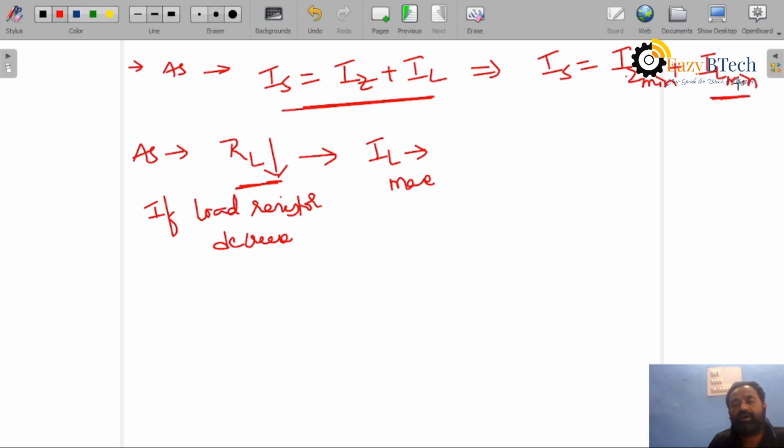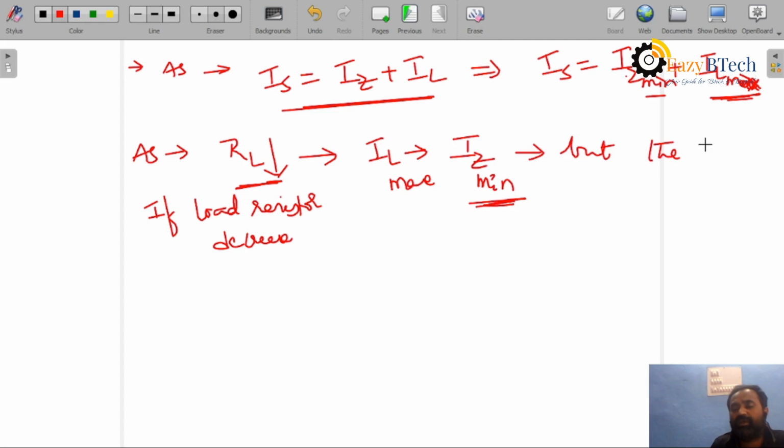Okay, IL maximum. It means the total current can be shifted in this. Suppose the current through the diode can never go below Iz minimum. Is it clear? Then when IL is maximum, Iz will be minimum.